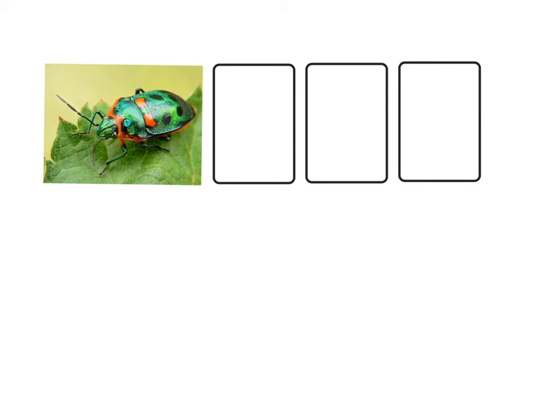Okay, what about this one? Bug. What are the sounds, do you think, in bug? There are 3 sounds. B, U, G.